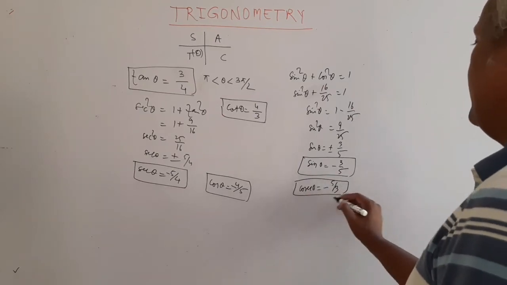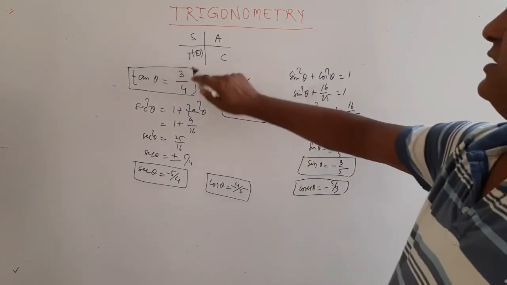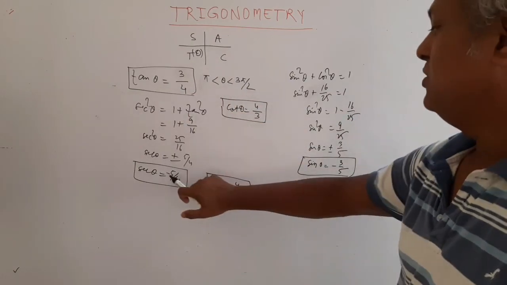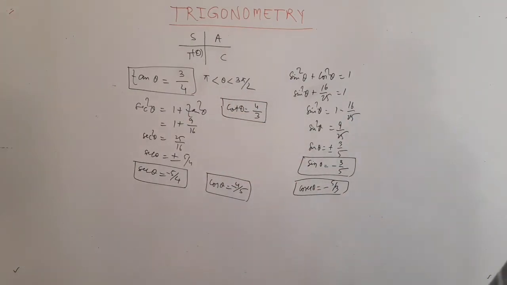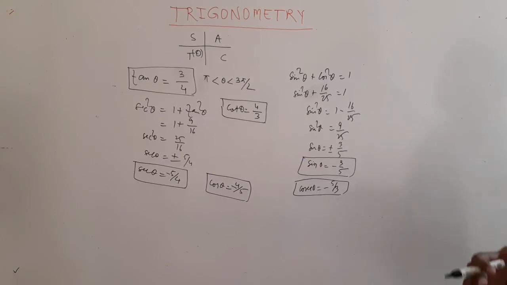Now see, we are in the third quadrant, and here only tan and cot are positive, all other t ratios are negative. This is how you can use this idea.